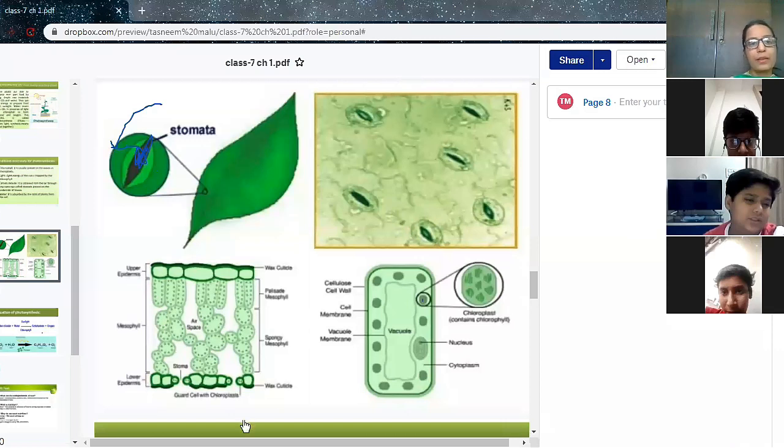Right. Now, next is the equation of photosynthesis. What is the equation of photosynthesis? See, check. Carbon dioxide plus water, in the presence of sunlight and chlorophyll, will give carbohydrate and oxygen. And what form of carbohydrate? It will give glucose.